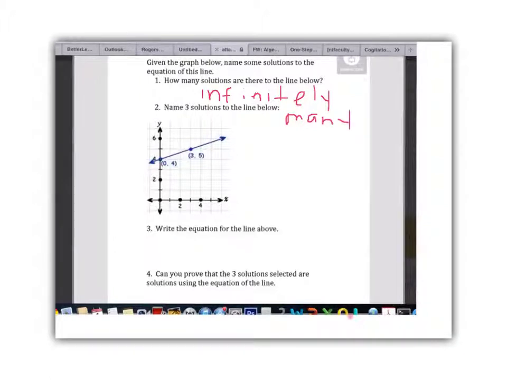and if I ask them to state the solutions, of course, they can visually see (0, 4) and (3, 5). And actually, you also can see at the integer coordinates (6, 6) is also a solution.